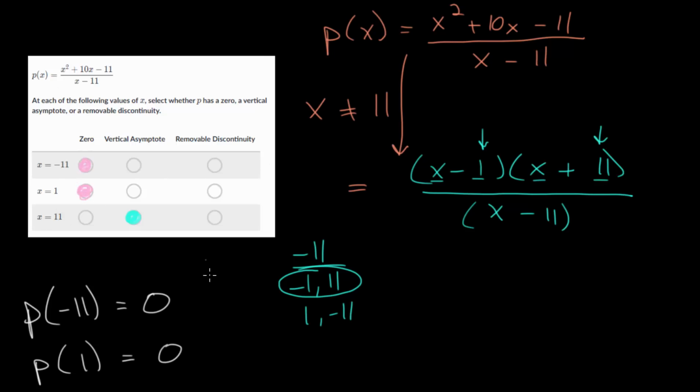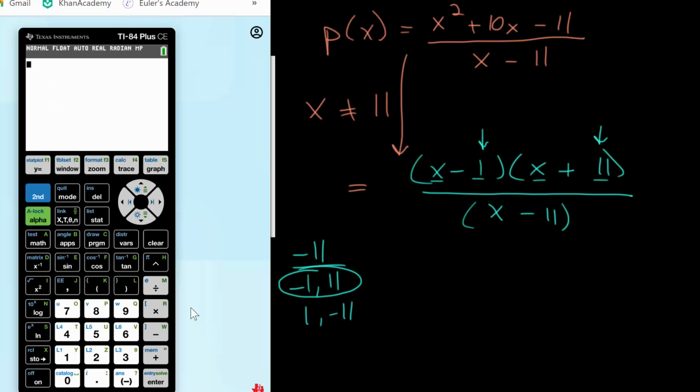And since this is our last one, let's check it with a calculator. So we want to look at the graph of this. So let's put in this function here, p of x, and we want to take the entire numerator, so x squared plus 10x minus 11, and we're going to divide by the entire denominator, this x minus 11. And since we don't know what this is going to look like yet, let's just do a standard zoom.